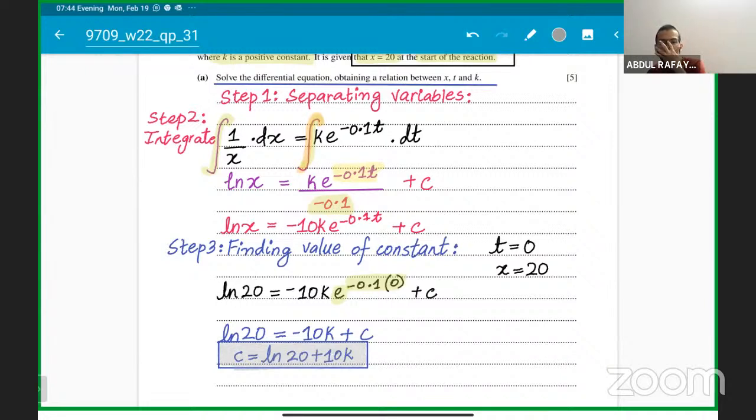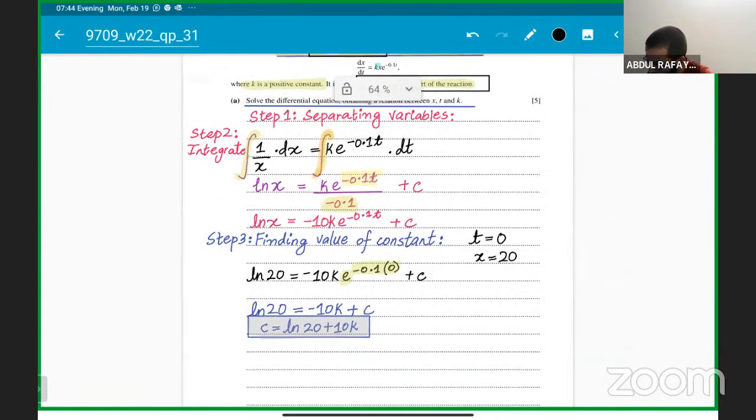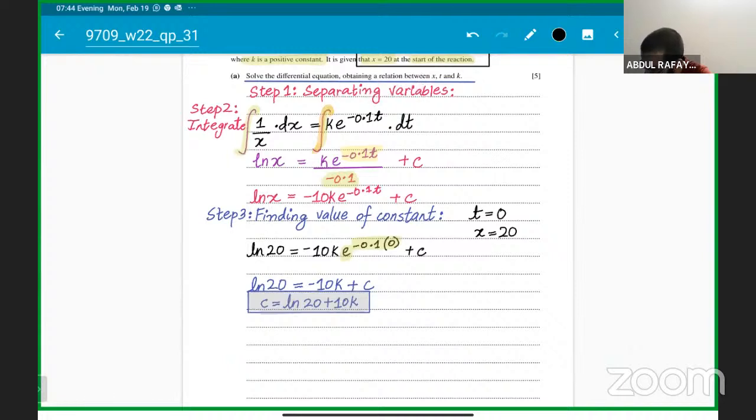Look at this. Any problem? Let me know. c is equal to ln 20 plus 10k. With this, we are approaching the final step. That is, step number 3 is done. So we'll try to simplify. In this case, they are not saying that you have to give the subject as X.